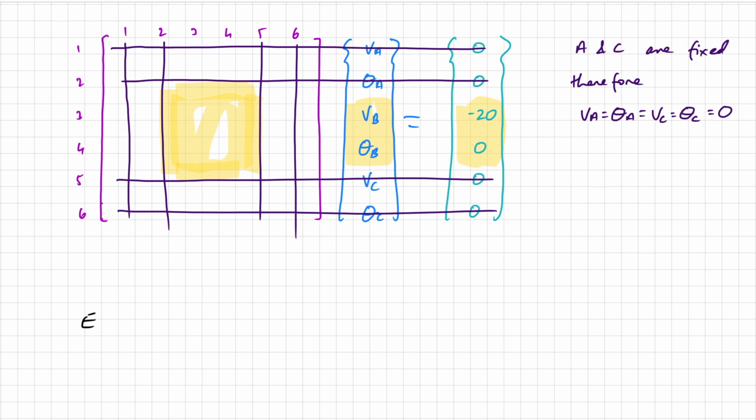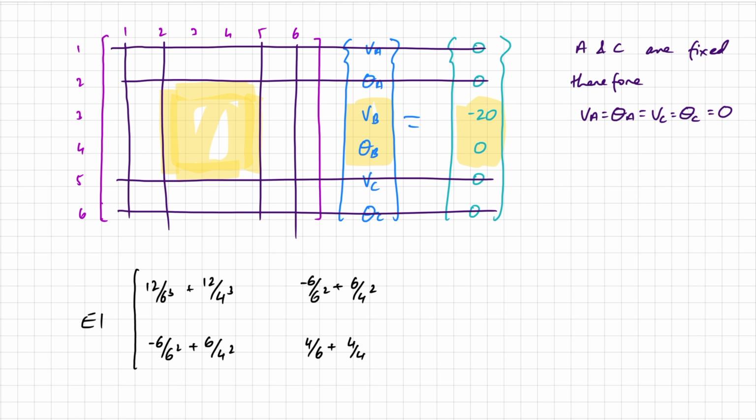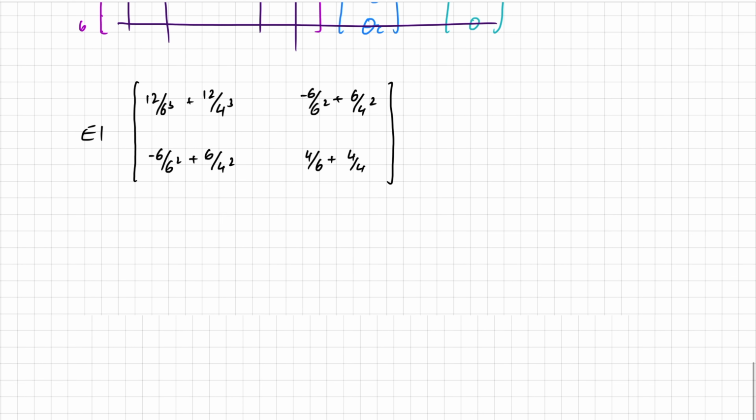So what I have is EI, and this is the bit of the stiffness matrix that I need. I had here 12 over 6 cubed plus 12 over 4 cubed, and then here I had minus 6 over 6 squared plus 6 over 4 squared. Then I had here minus 6 over 6 squared plus 6 over 4 squared, which obviously is on the diagonal, so they have to be equal. And here I've got 4 over 6 plus 4 over 4. And I've just put that into my calculator so that I can write everything out in shorthand.